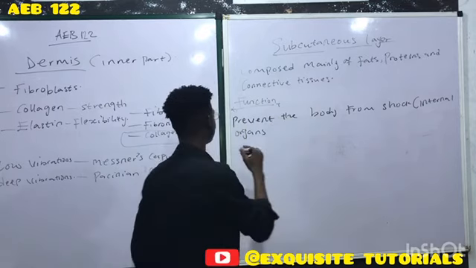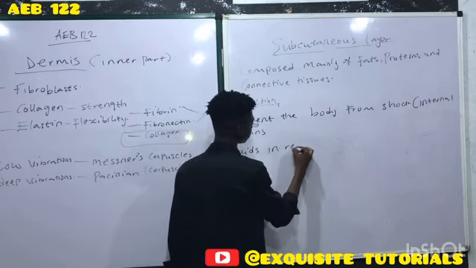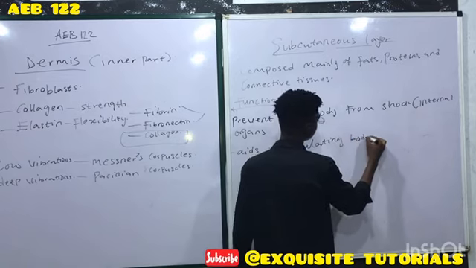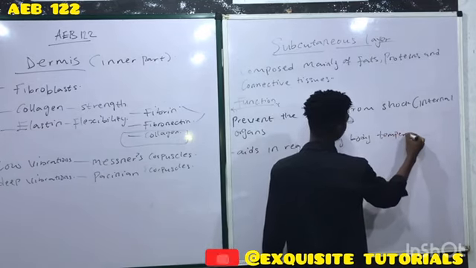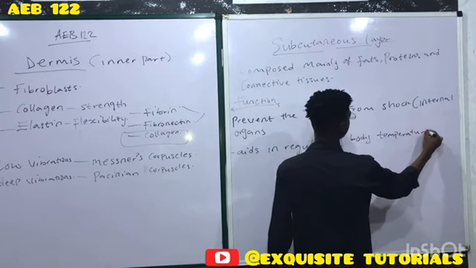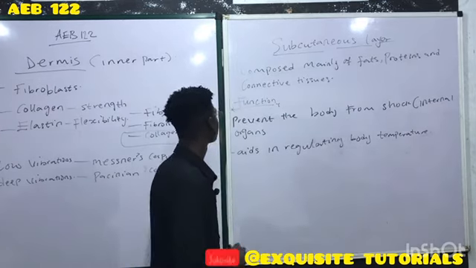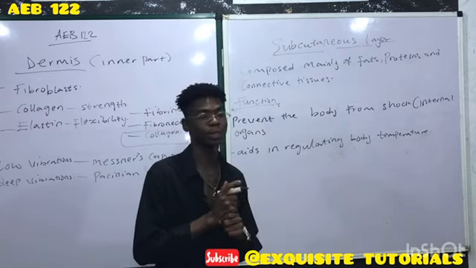It also aids in regulating body temperature. We mentioned the skin being able to regulate body temperature. You see, it is the subcutaneous layer that does that. That will be all for the 3 layers of the skin.